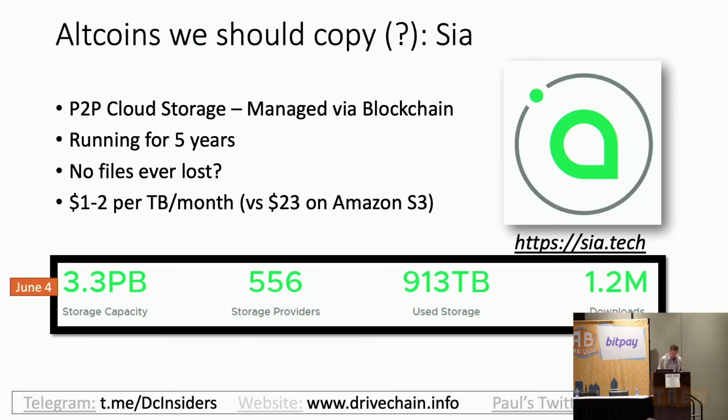And so it's a big interest of mine. This is David Vorick's project Sia. It's a decentralized peer-to-peer cloud storage managed by a blockchain. So he has this altcoin project, but you have a hard drive at home, and a lot of that hard drive space you're not using. You have a bandwidth connection at home. Most of that bandwidth you're not using. So with Sia, you sort of rent it out.